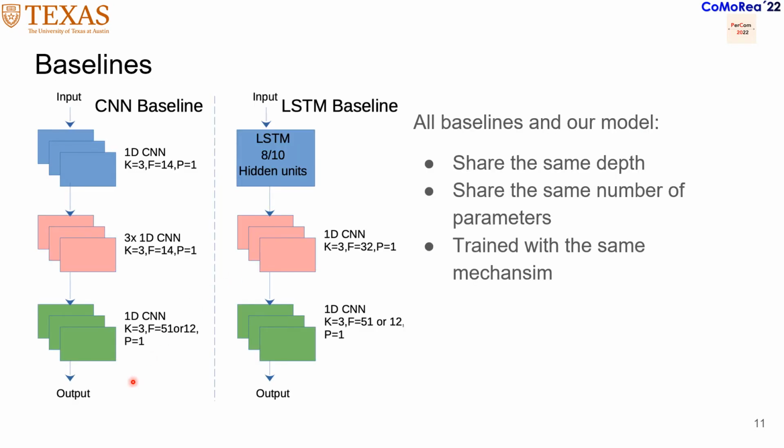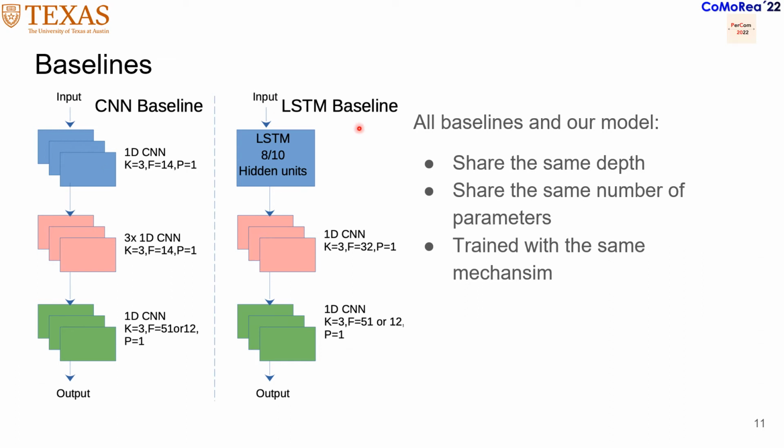For the baseline, because our formulation did not exist before, we made up two baselines. The first one is a CNN baseline. Basically, it receives the graph itself, the vertices, but without the information of the adjacency matrix. It has a depth similar to our model, shares the same number of parameters, and was trained in the same way as our model. Here, K corresponds to the kernel, F to the features, and B to the padding. We use this baseline to compare with our model.